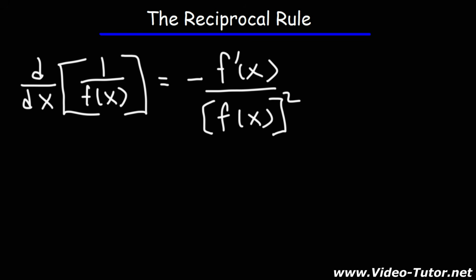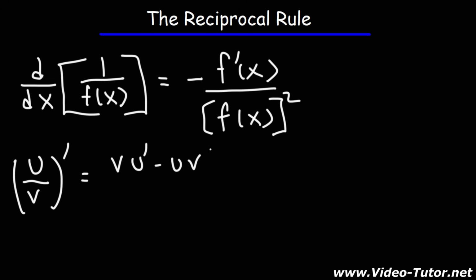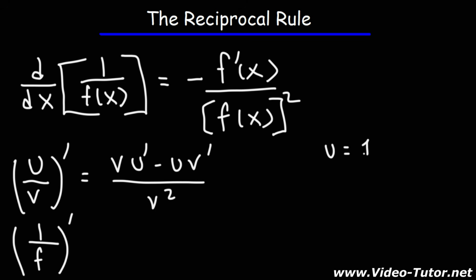Now, the reciprocal rule comes from the quotient rule. In fact, you can derive it from the quotient rule. So here's the quotient rule. u over v, the derivative of that, is equal to v u prime minus u v prime over v squared. So if we want to differentiate 1 over f using the quotient rule, we can see that u is going to be equal to 1 and v is equivalent to f.